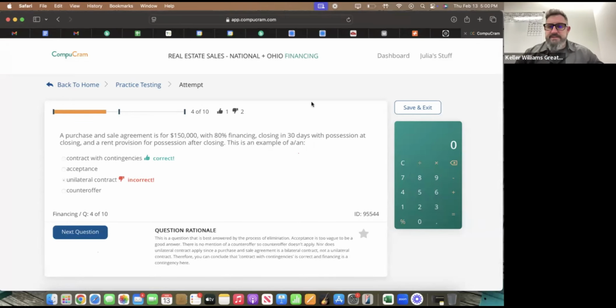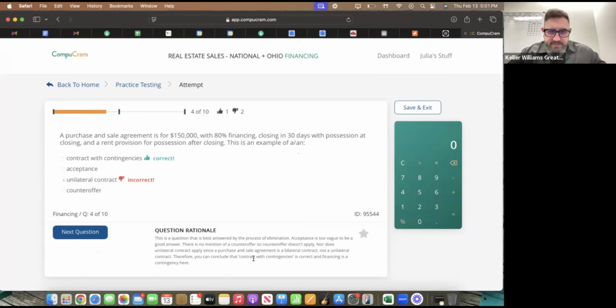See, this is kind of a confusing question because technically there is a financing contingency. There's a possession contingency, right? They've got 30 days after closing, and a rent provision. The rent provision is what's throwing us off because the rent provision is not a contingency. That's just an accepted piece of the contract. So contract with contingencies, that's definitely a confusing one.